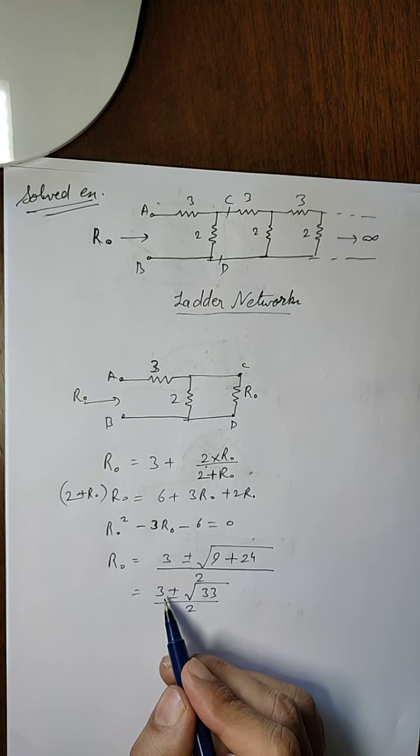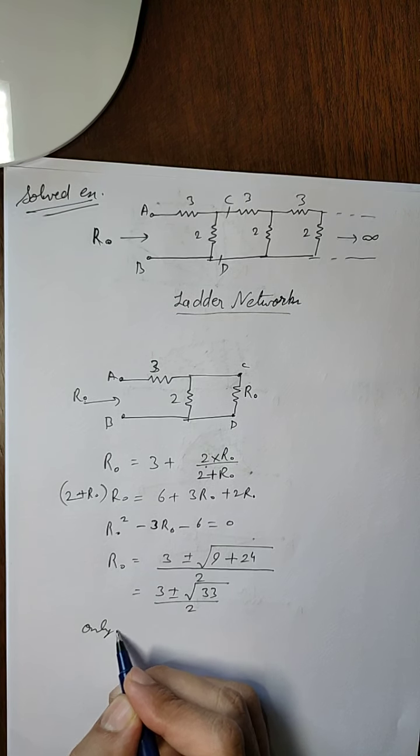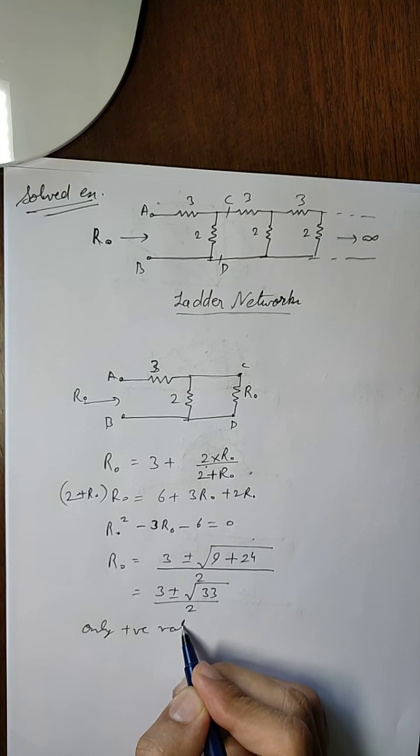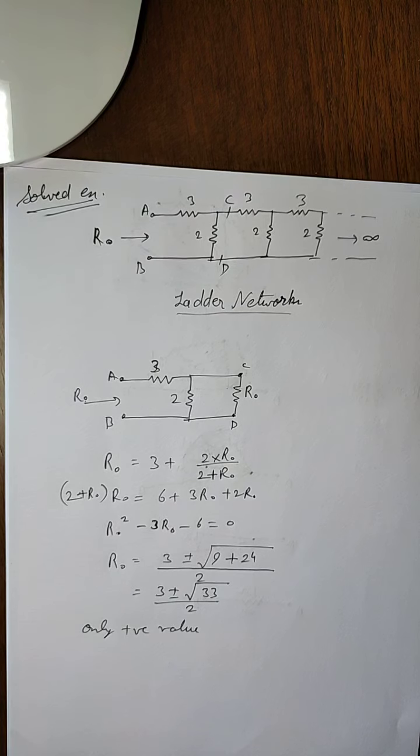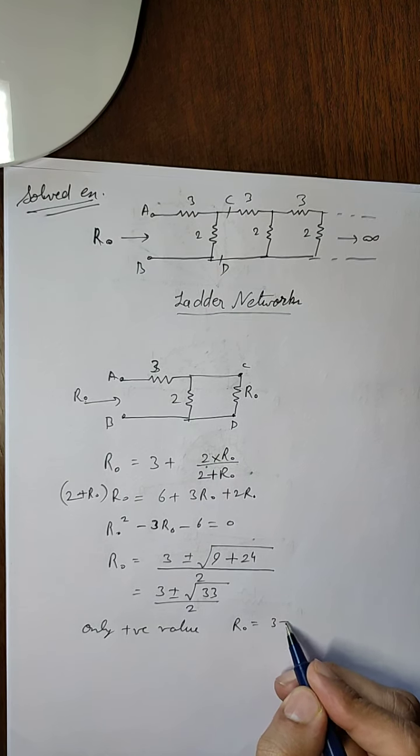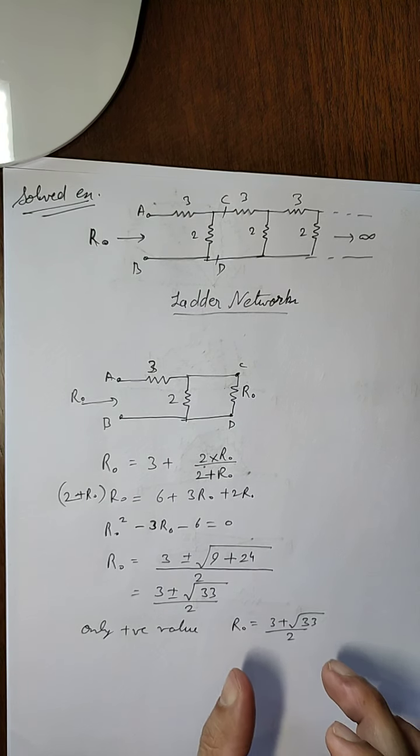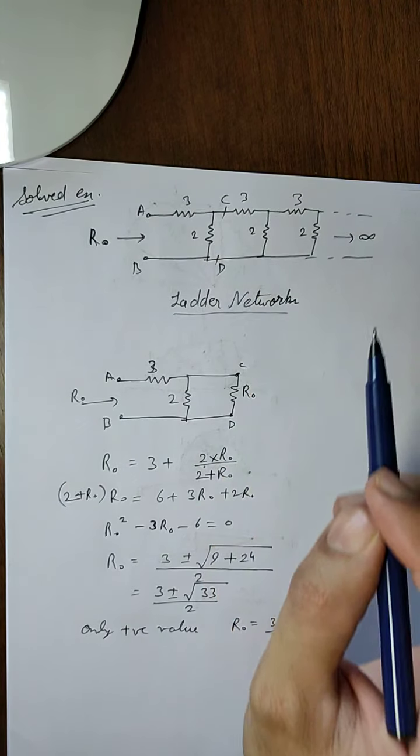Now root of 33 is greater than 3, so one of the values will be negative, so we take only positive values, because the value of resistance cannot be negative. So R naught will be equal to 3 plus root 33 upon 2. So this will be the value of this infinite ladder network.